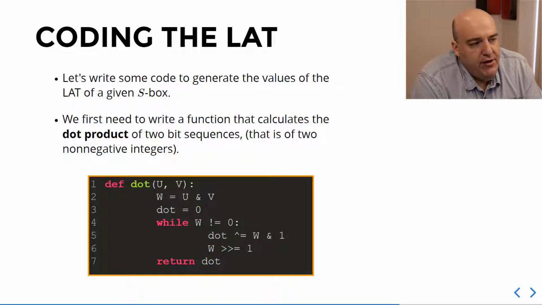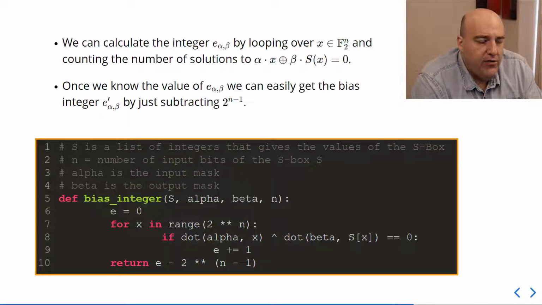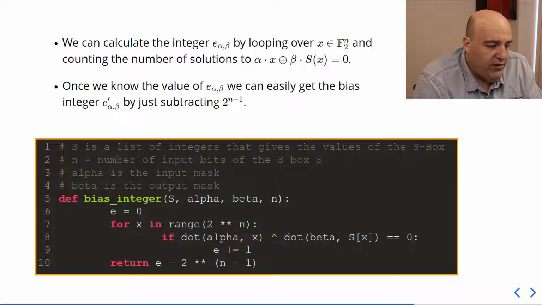We can calculate the integer e alpha beta just by looping over x in F2n and counting the number of solutions to alpha.x plus beta.s of x being 0. And then once we know the value of e alpha beta, it's easy to get the LAT entry e prime alpha beta. You just subtract 2 to the n minus 1, right? So we initialize e to be 0, and then as x ranges over 2 to the n, we check if x is a solution to alpha.x plus beta.s of x being 0. If it is, we increment e by 1. And then after we've run through all the values of x, we've found the number of solutions e, and then we return the bias integer, which is e minus 2 to the n minus 1.